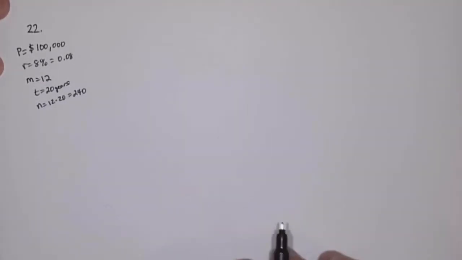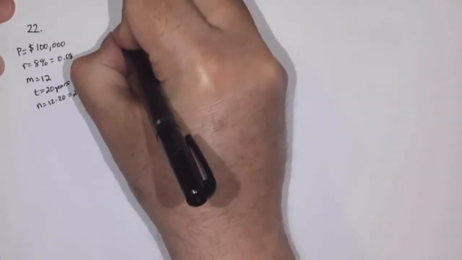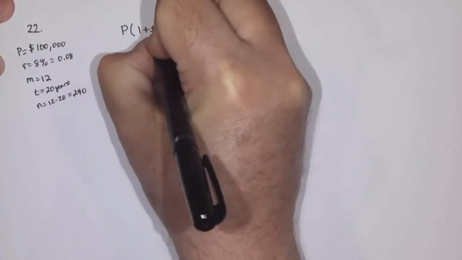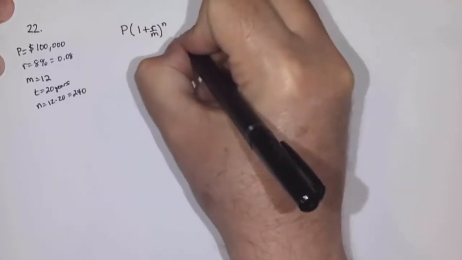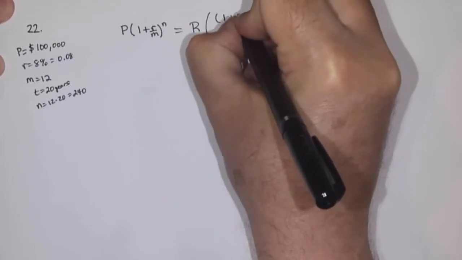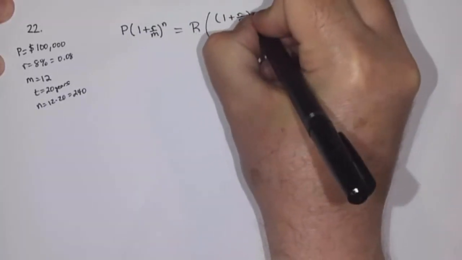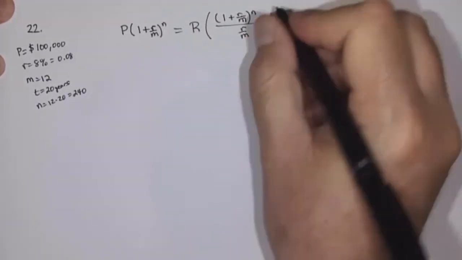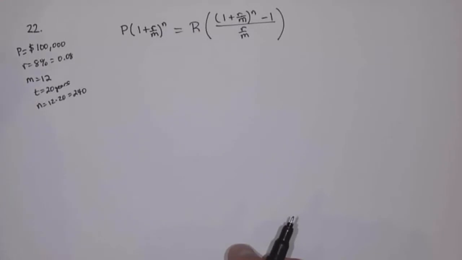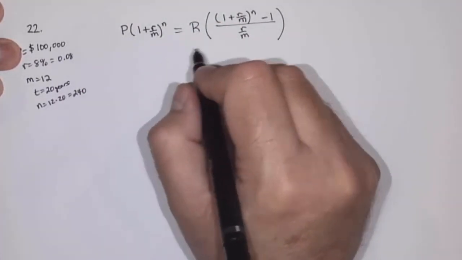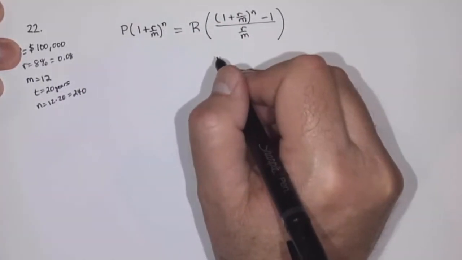So if I use our formula for amortized loans, that formula is that P times (1 plus R over M) raised to the n power is going to equal R times ((1 plus R over M) raised to the n power minus 1) over R over M. So we have that formula that we're going to be using, and we just need to fill in these values. So again, what I'm doing is figuring out what the monthly payment needs to be so that I can figure out the amortization schedule.